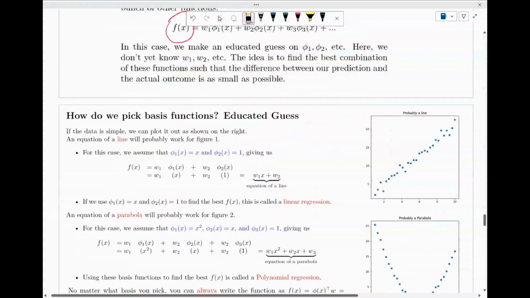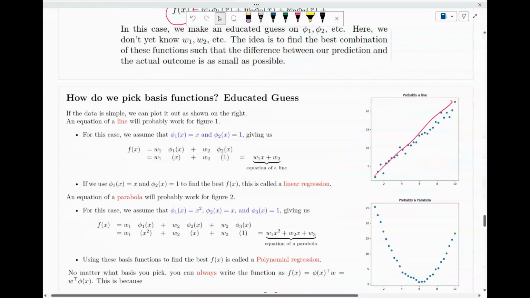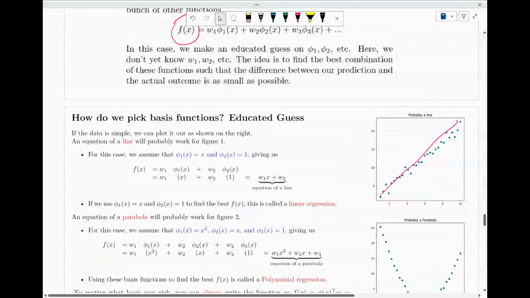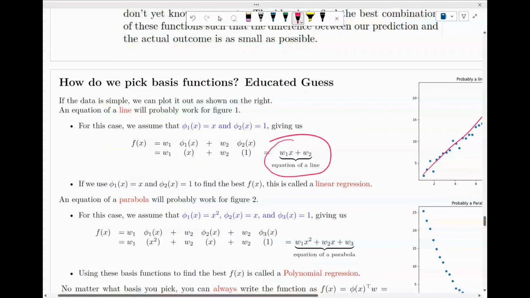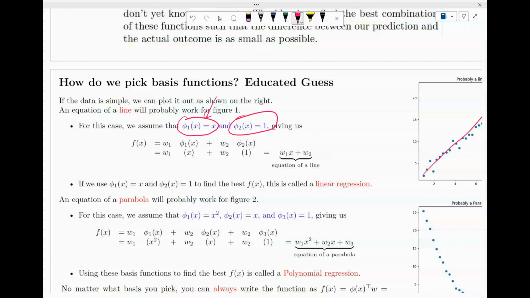So let's look at this plot here. These are the data. If you have this point, it goes here. You have this point, it goes here. By looking at the plot, you can make an educated guess that if you have a line, then it probably does a pretty good job of predicting. So in this particular case, if it's a line, then we can pick the equation of a line, which implies that we have phi 1, the first basis, and the second basis as the equation of the basis.